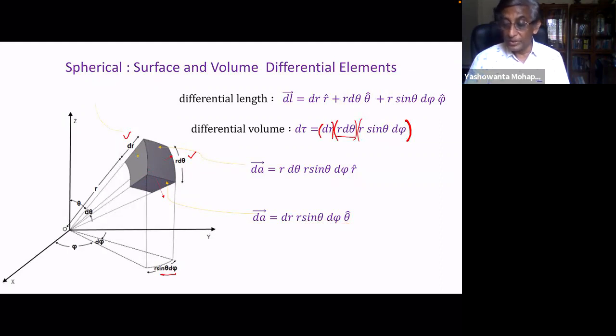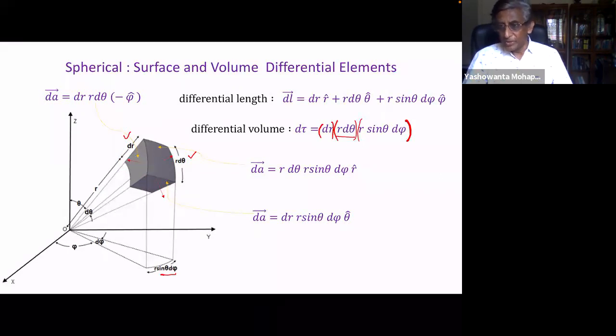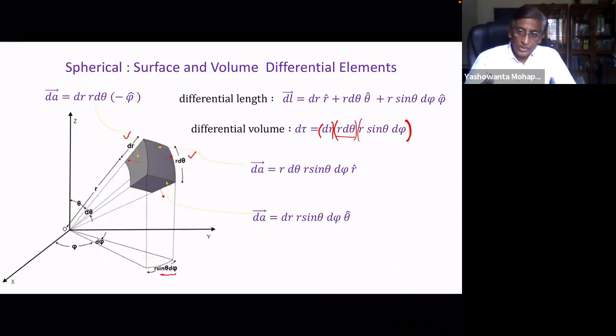And what about this surface? This practice is important. So this is pointing in minus phi direction, and this is dr r d theta, minus phi. So this ability to write down the surface, length and volume elements is important, and that's why I'm giving it such time and space in this lecture.